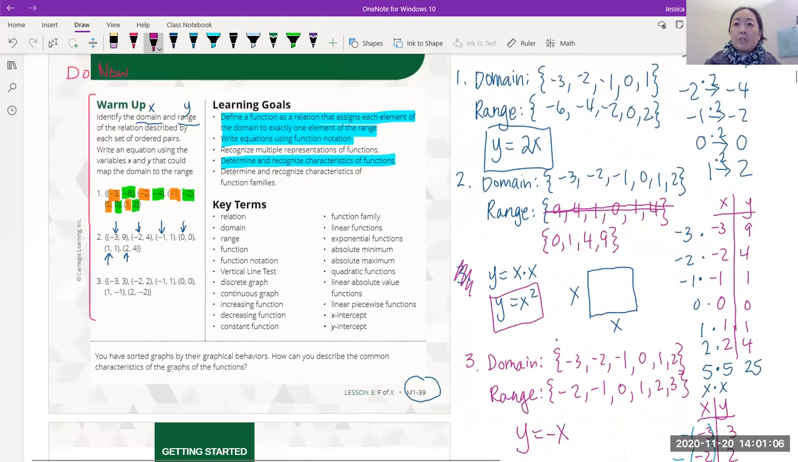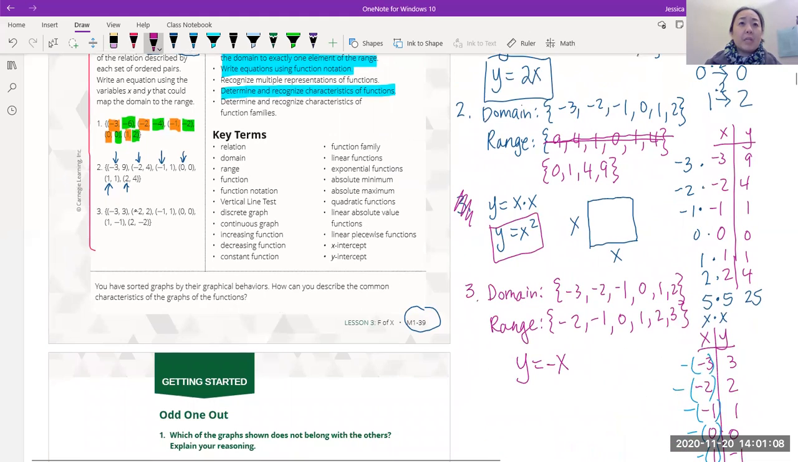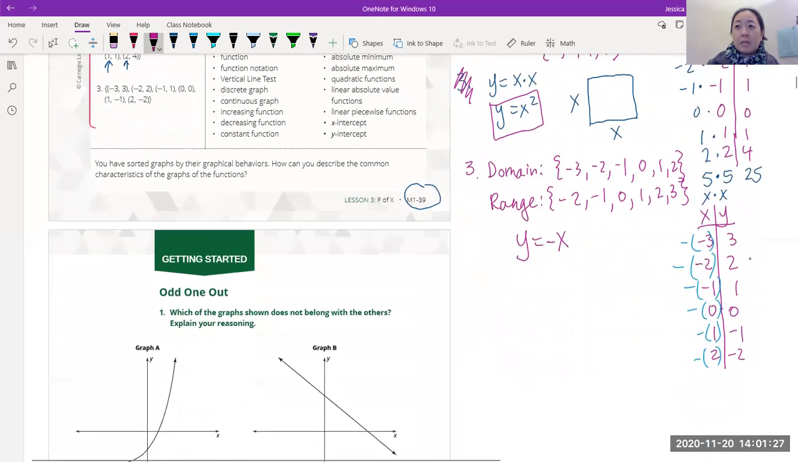Then you look at the domain and range over for number 3 here. Again, we did not have any repeats, and they were all in order. The domain is -3, -2, so on and so forth, and for the range, notice it starts with 3, but we want the smallest number first, so it's going to be -2, -1, 0, 1, 2.